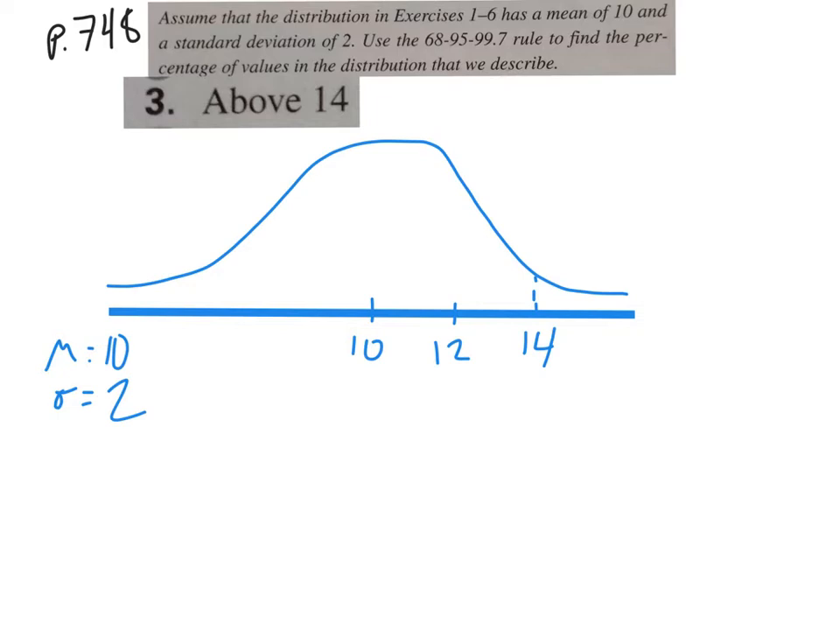Same type of problem here. We're going to do number 3 on page 748. Same mean and standard deviation. This time they want to know what percent of values lie above 14. This one's a little bit trickier, but we're essentially going to use the same idea.